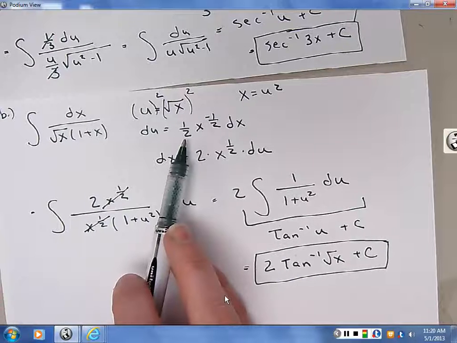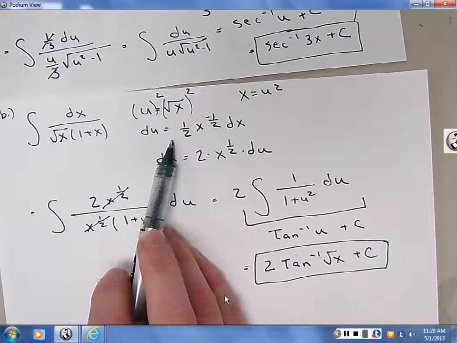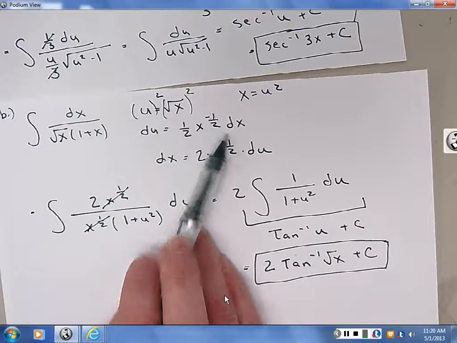It's not du divided by all those. It is divided by, but when you divide by a fraction, you flip and multiply it. So it's 1 divided by 1/2, which is 2. 1 divided by x to the minus 1/2, which I can bring up, which would be x to the 1/2.